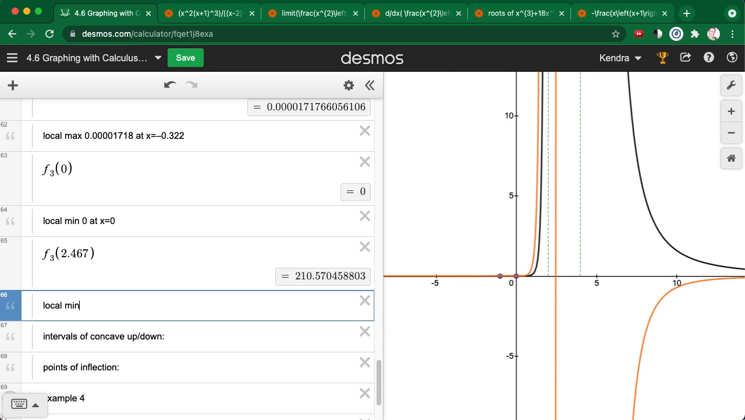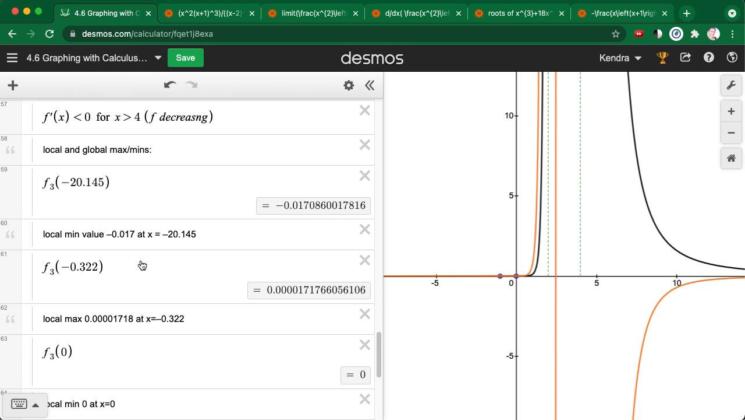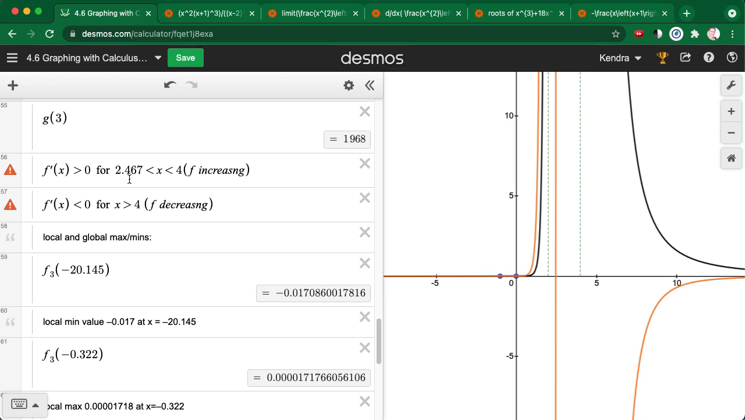Local minimum value of 210.570 at x equals 2.467. All right. 2.467, and then going into 4, we're increasing, coming out of 4, we're decreasing, that's just the asymptote. Okay.